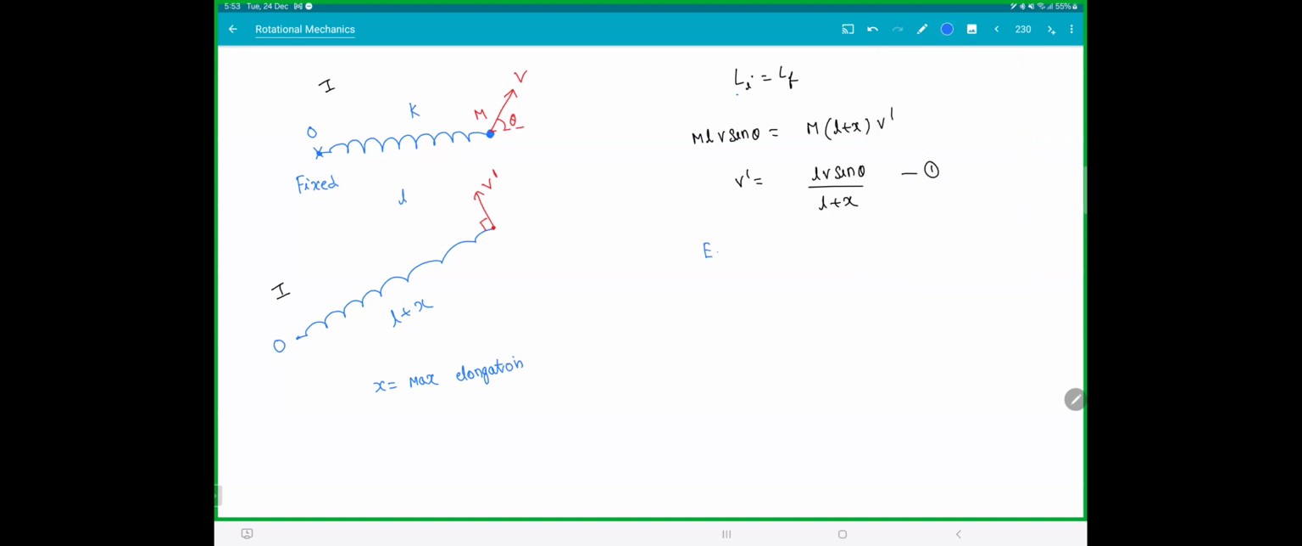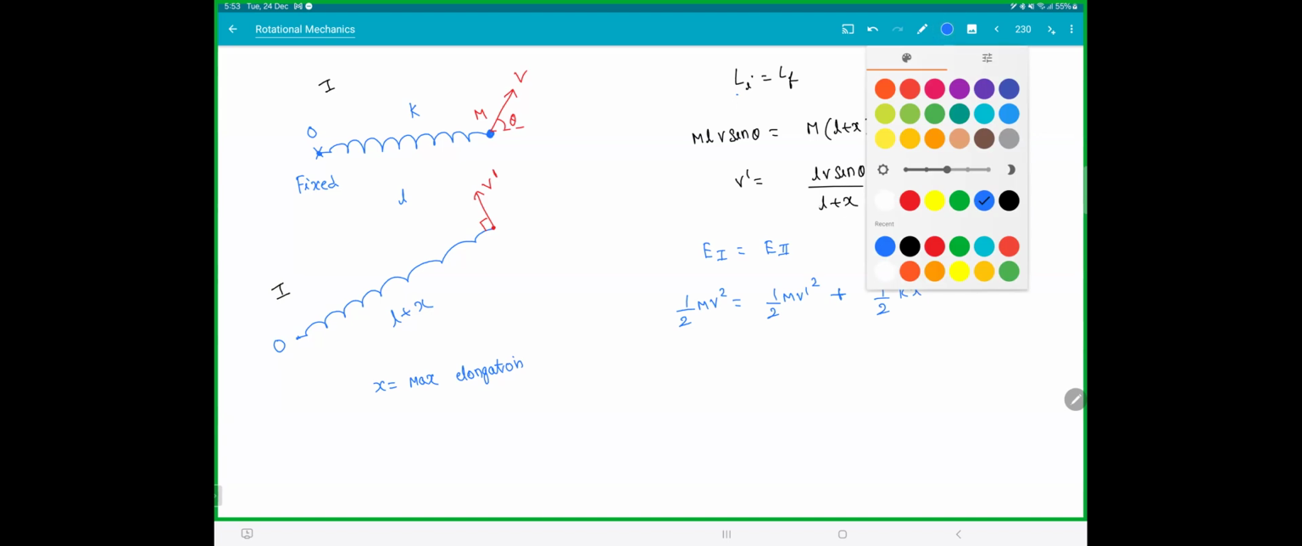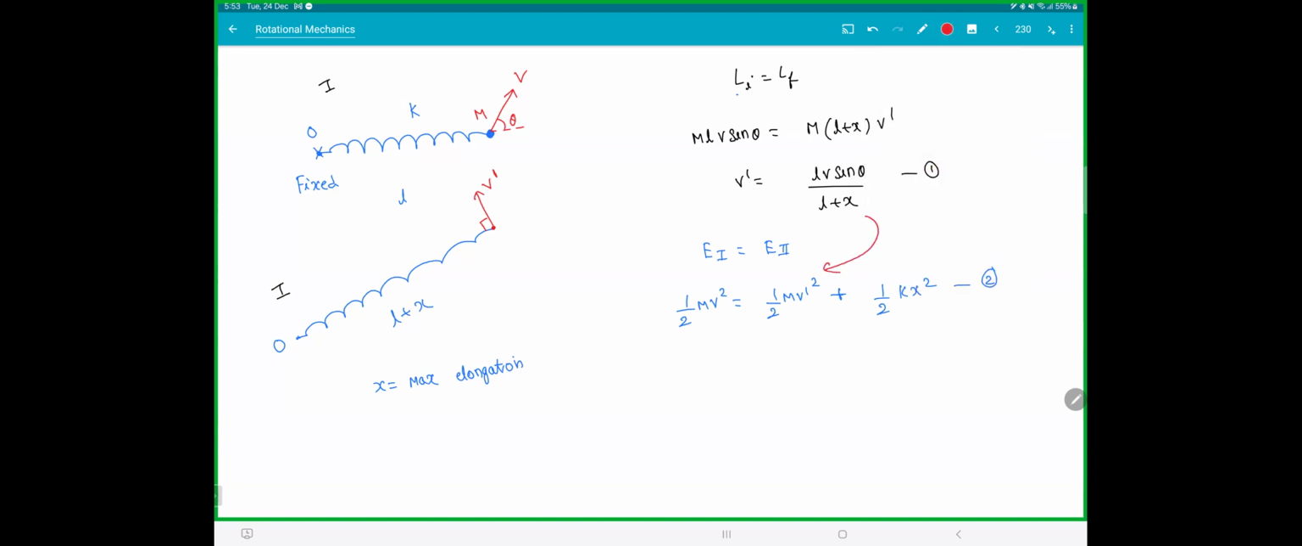Second thing, energy conservation. Energy in state 1 is equal to energy in state 2. Initial energy is half m v squared, only kinetic energy is there. Final energy is half m v dash squared, and half k x squared. As expected, v dash is not zero. If v dash were zero, the angular momentum would be zero. But you said it is constant. This is your equation 2. Take v dash from here, substitute here. Simplify, you'll get the value of x. Actually, you get two roots. You get x1, x2, a quadratic. So that is elongation and compression.